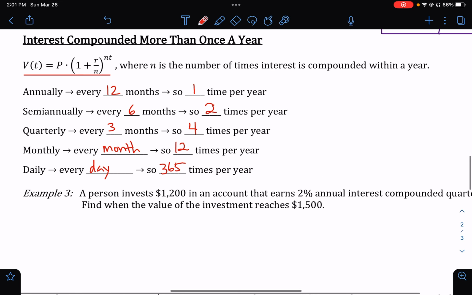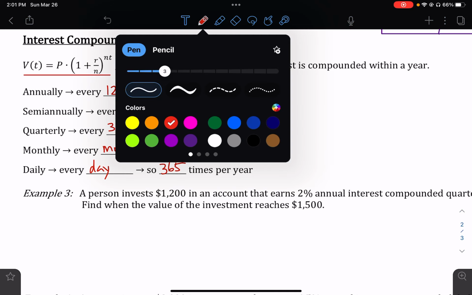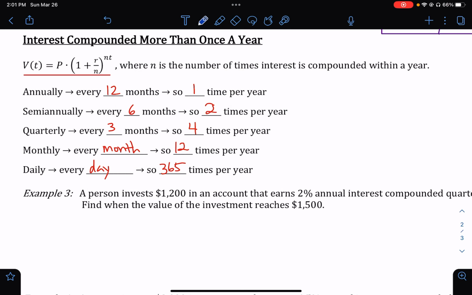So again, very similar. The only difference now is we just have to worry about these numbers right here. How many times is it being compounded? All of those are the n. How many times it is being compounded, how many different interest payments are getting made throughout the year.